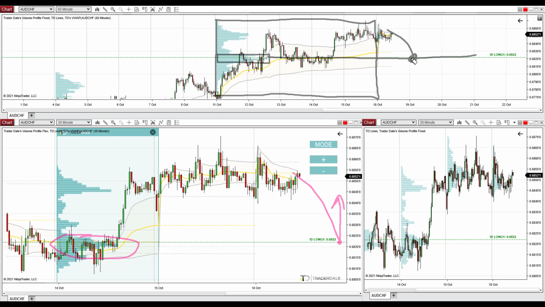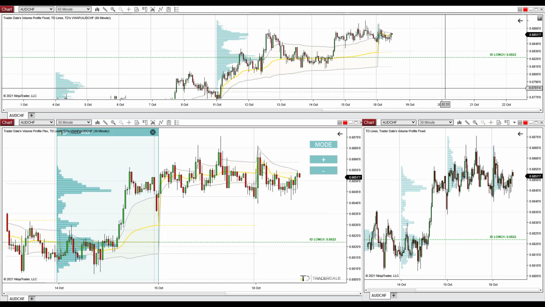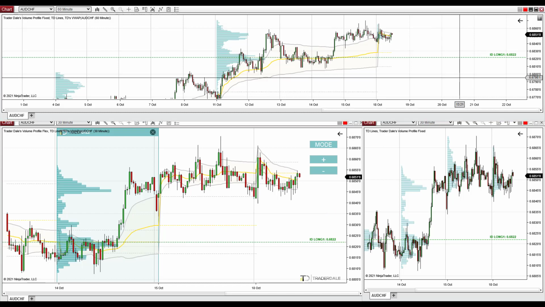So we wait for a pullback, and there's a solid chance for a reaction from there, from the weekly point of control, which is also at this area. All right, so that's the logic behind this support at Australian dollar Swiss franc. This heavy volume zone begins at 68.22. So that's the support. Now let's go and have a look at the next trading idea.